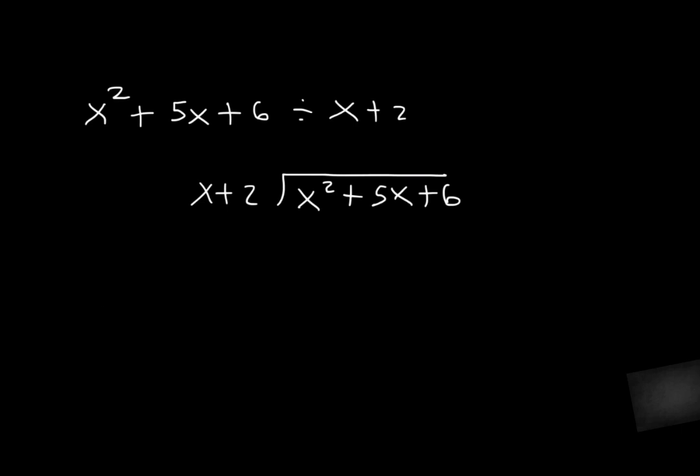So the first thing we need to do is divide. x squared divided by x is equal to what? x squared divided by x is basically x. What you need to do is subtract the exponents. 2 minus 1 is equal to 1.